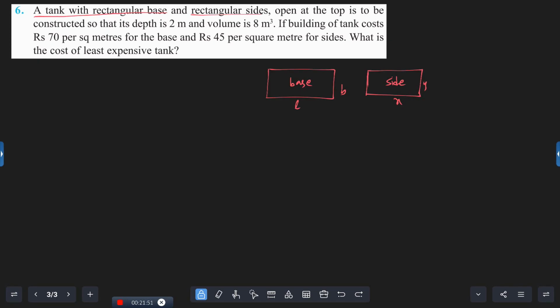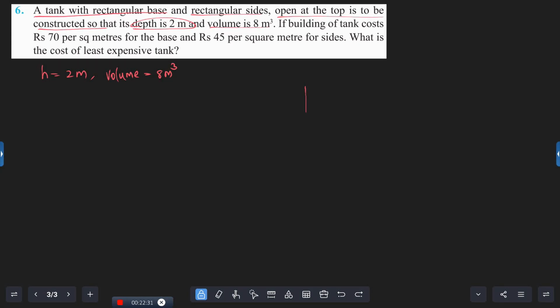The base is a rectangle, the sides are rectangles, and the top is open. The base comes only one time, but the sides come at four places, don't forget. It is constructed so that the depth is 2 meters. Depth means height. If you join the shapes together it becomes a cuboid. So height is 2 meters and the volume is 8 meter cube. Since it is a cuboid, I will draw it directly. Length.